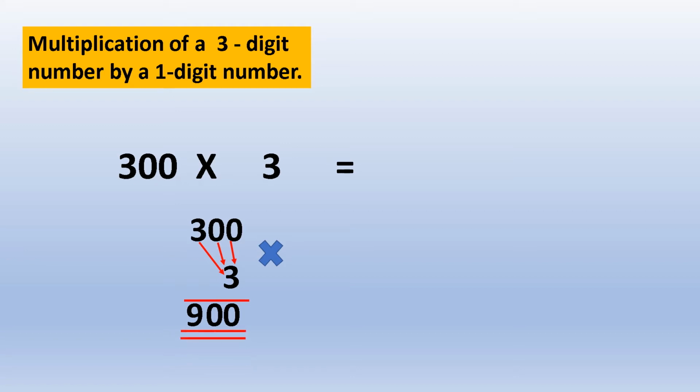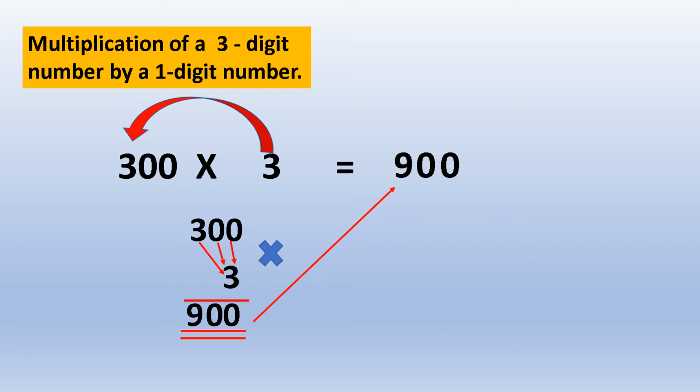But we can multiply easily this one since there is only one digit which is not 0. So just multiply the non-zero digit with the multiplier, that is 3 times 3 is equal to 9, and then just add the number of zeros in the multiplicand, which is 2. So just add 2 zeros, so it's the same, 900. So the sentence is 300 times 3 is equal to 900.